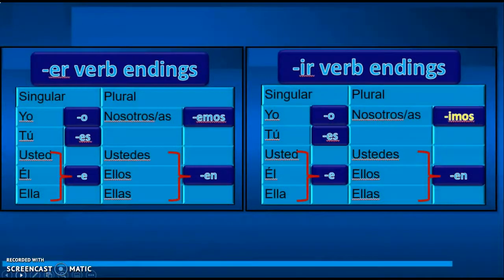So the verb endings are new endings for you. They're ER verb endings and IR verb endings. You'll need to memorize these so that you can use them whenever you need to, when you're writing or when you're speaking. Now, I'd like for you to finish the bottom sentences on the bottom of your vocab page.